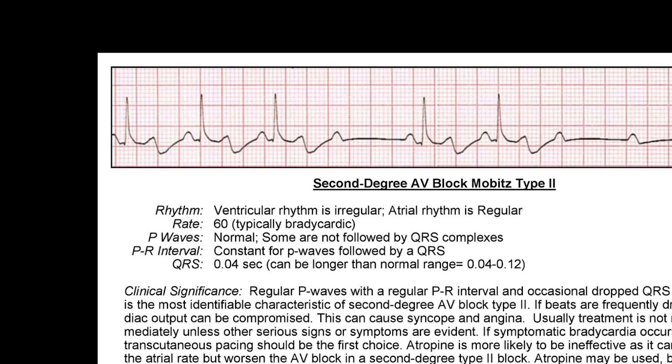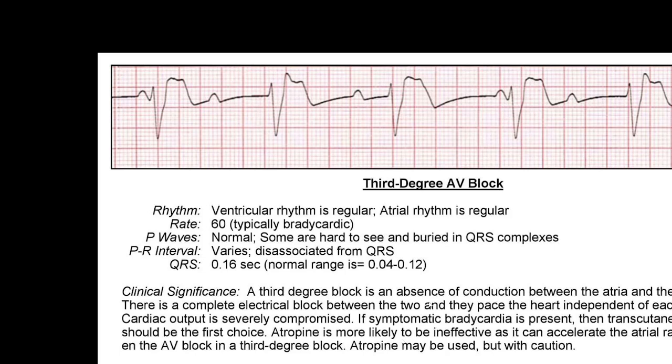Then type 2 is another variety. Again, it is suggestive of a more advanced type of AV block, where the ventricular rhythm is highly irregular, but the atrial rhythm seems to be regular at a faster rate. The ventricular rate would be less than 60 per minute, and the P waves may seem normal, but many of them may not have a corresponding QRS complex. The QRS interval may not be very high, but within the normal range, like 0.04 seconds to 0.1 seconds. Atropine can be used here also, but it should be used with great caution.